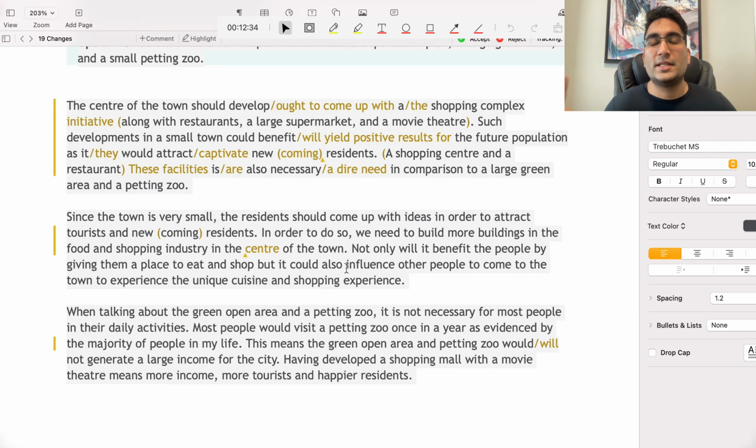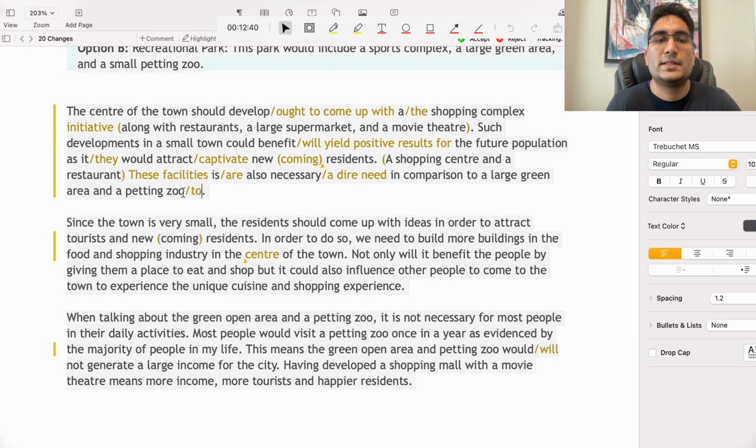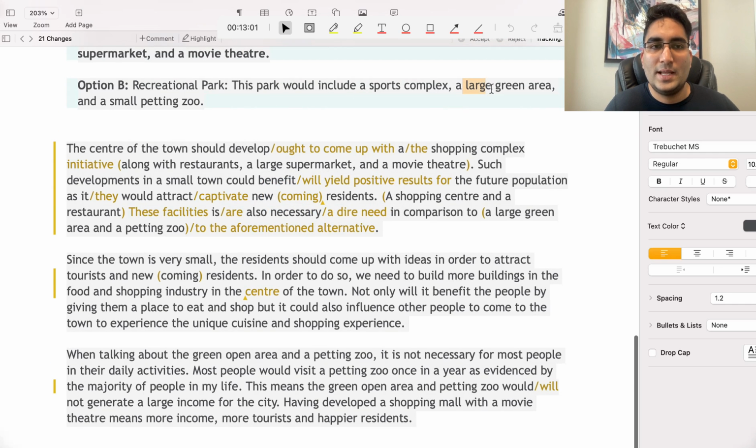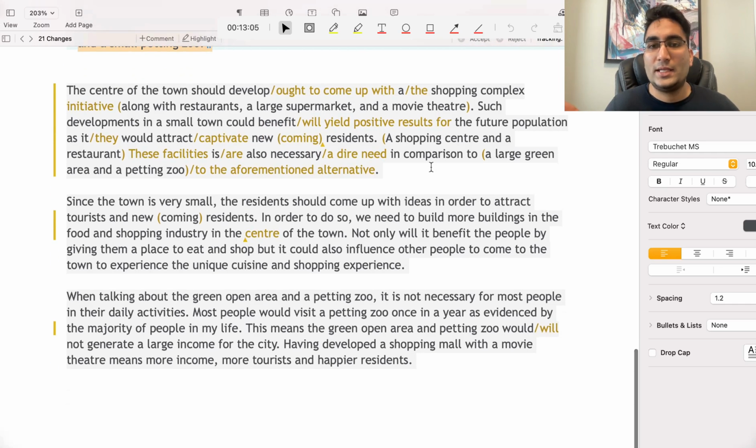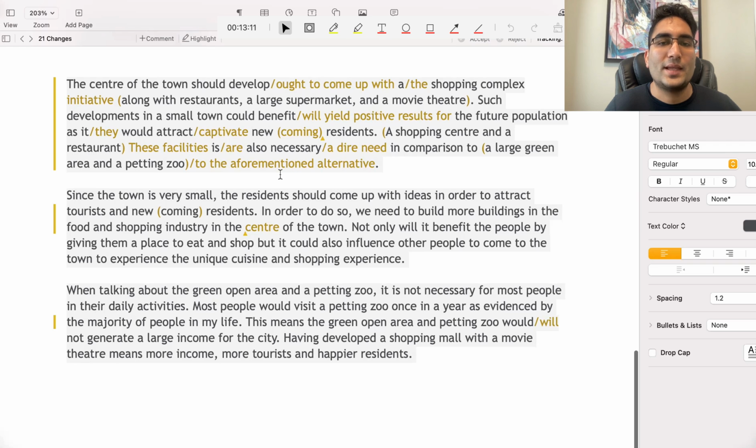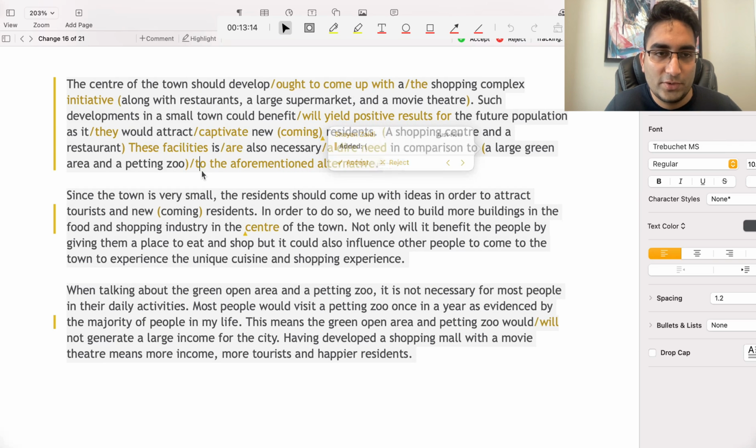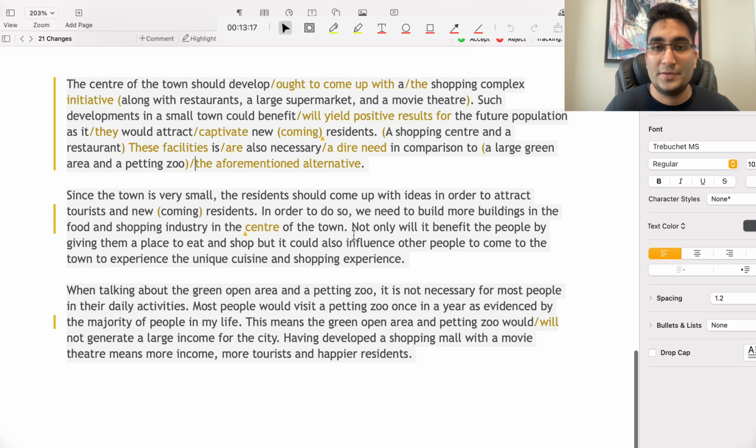More fancy, right? A dire means an important need. In comparison to a large green area and a petting zoo. In comparison, let me fix this, to the alternative provided. Actually, you know what, I'll do you one better. To the aforementioned alternative. So I got alternative and aforementioned. I got two fancy words. And I don't want to repeat the question. So instead of to a large green area and a petting zoo, you know, it's just copying the question. I don't want to show the examiner I can just copy. I want to show them I can do fancy vocab and new words. Okay. All right. We're just going to remove it to avoid confusion. To the aforementioned alternative. Alrighty.